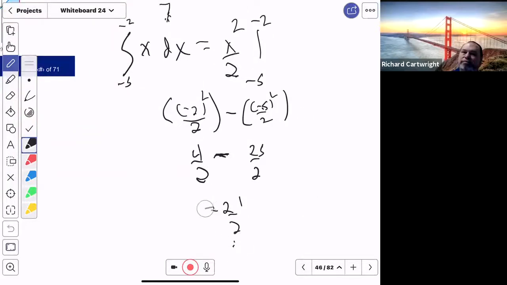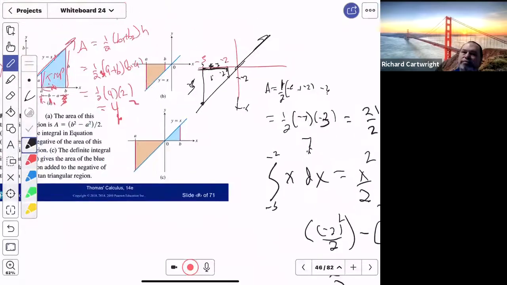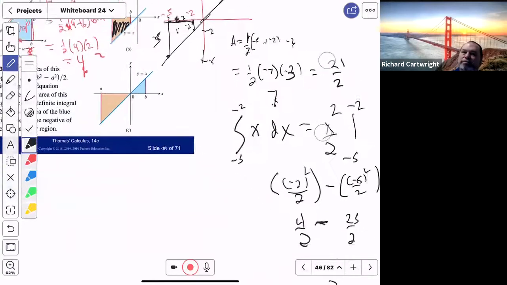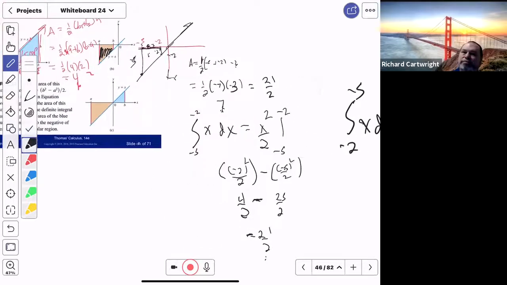But technically it's negative area in calculus because why? It's underneath the x-axis. But you can match it up to the geometry by changing the problem and going from -2 to -5, the other direction, x dx. That will give you the positive 21 over 2 that geometry gave you. But in geometry, you can't differentiate between going left to right. It's just the plain fact.